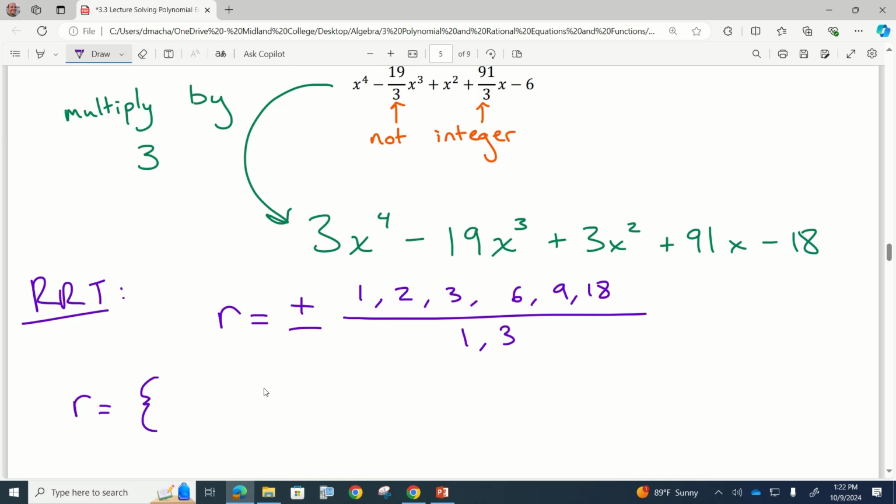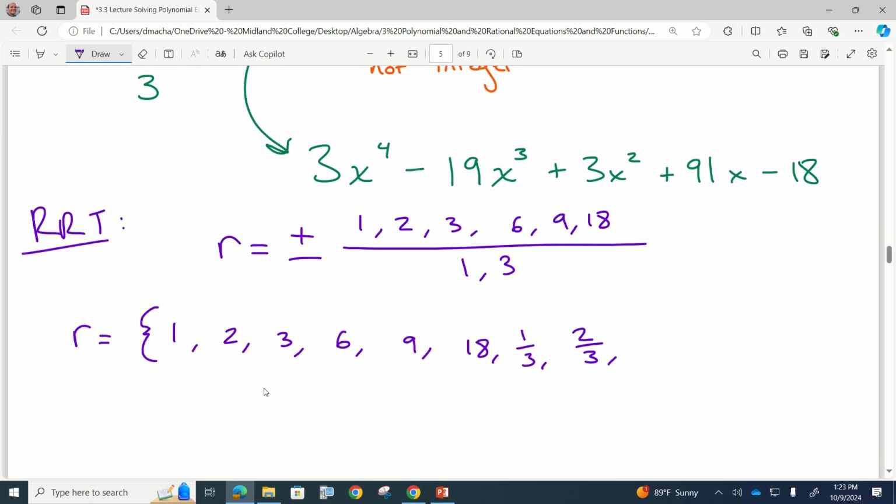Let's try it out. I've got 1 divided by 1, 2 divided by 1, 3 over 1, 6 over 1, 9 over 1, 18 over 1. But I also have 1 over 3, 2 over 3, 3 over 3, but that's just the number 1, and I've already put that on my list. I get 6 over 3, but that's just 2, and that's already on my list. I get 9 over 3, but that would be 3, and I already wrote that in my list. And then the last combination is I could have 18 over 3, but that's just 6, and 6 is already on my list. So a bunch of those were redundant, and you don't have to write it down twice.